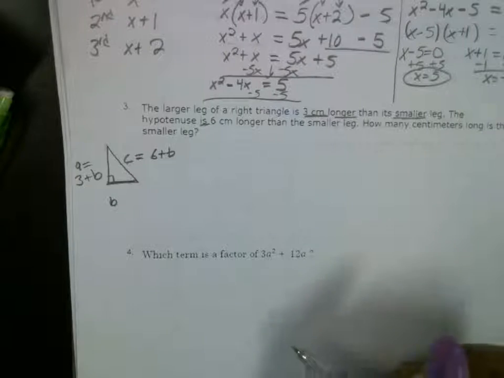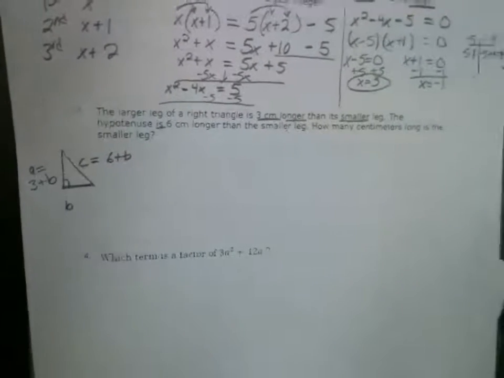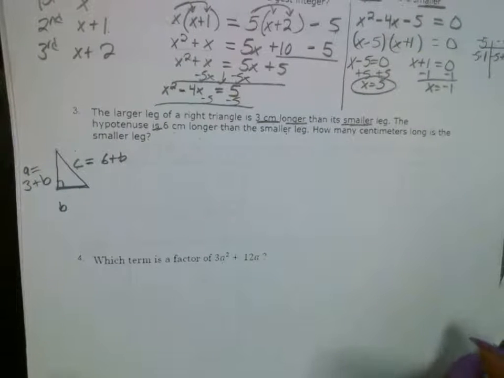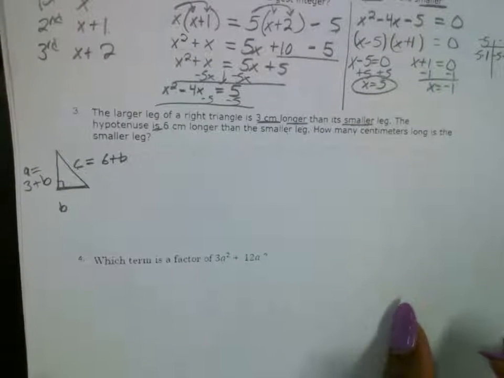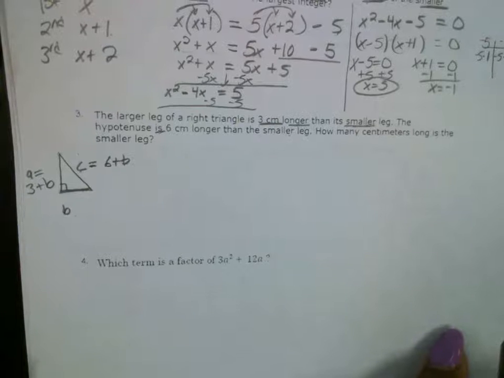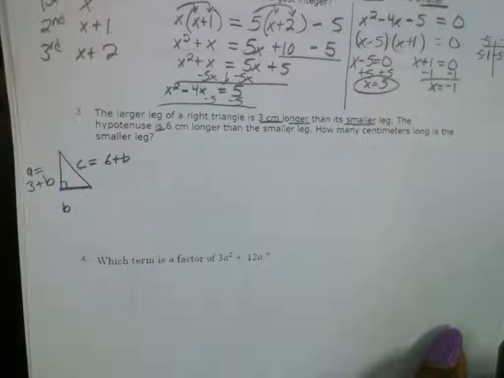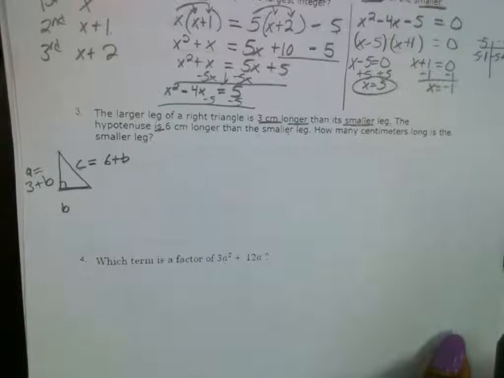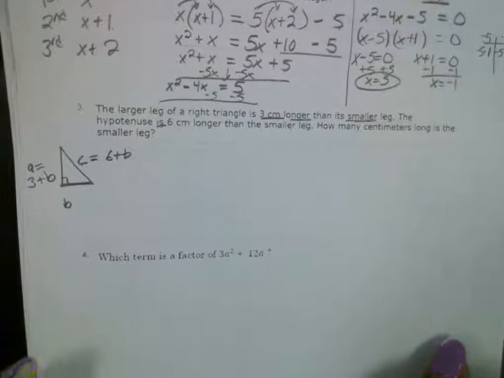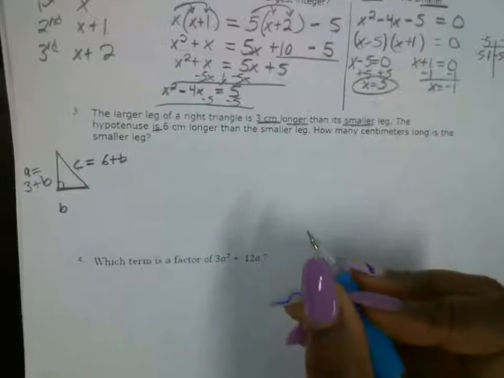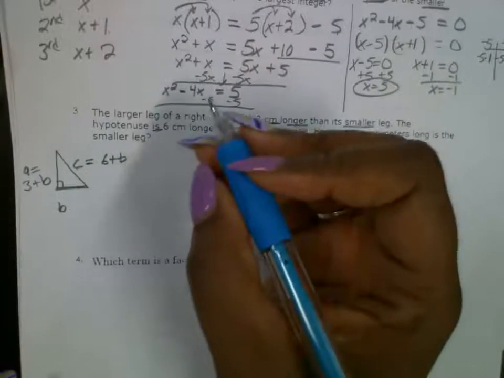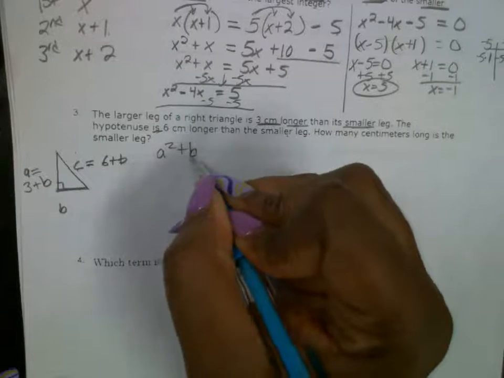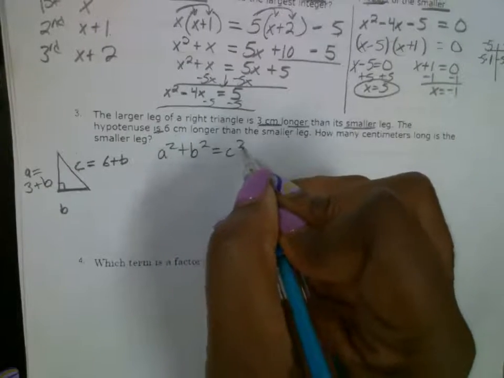Period. That's that sentence. It says, how many centimeters is the smaller leg? So which letter are we solving for? B. We got to figure out what B is. Any questions about what I just said? This is a right triangle. How do you find the missing length of a right triangle? What do you use? Yes. Pythagorean theorem. What is the formula for Pythagorean theorem? A squared plus B squared equals C squared.